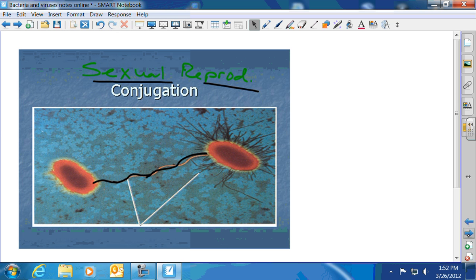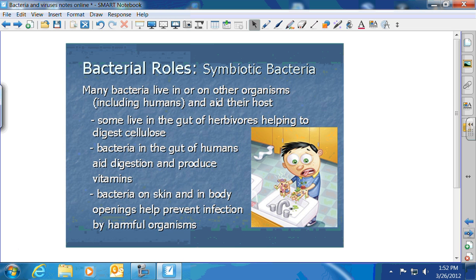Okay, so let's look at bacteria in our environment and our bacterial roles. Symbiotic bacteria. So bacteria live in or on other organisms, including humans, to aid their host. So they help other organisms. There's ways that they live in a mutualistic relationship in which, like a termite and a bacteria, the bacteria lives in the termite's gut, digests all the food, and the termite gives the bacteria somewhere to live that's safe.